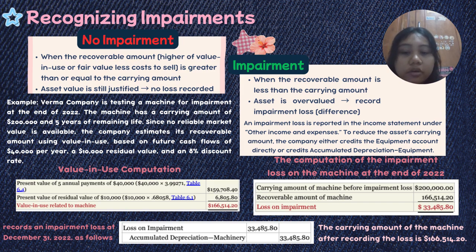And the last one is to record an impairment loss at December 31st, 2022 as follows. This is the journal entry: loss on impairment on the debit side and accumulated depreciation, machinery on the credit side. The amount is the same as the loss on impairment. So the carrying amount of the machine after recording the loss is $166,514.20.